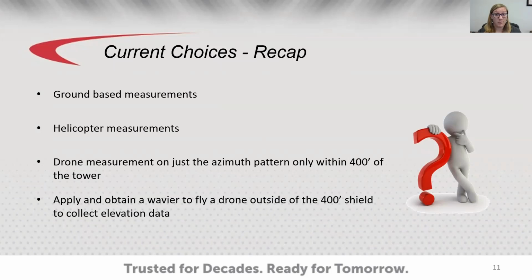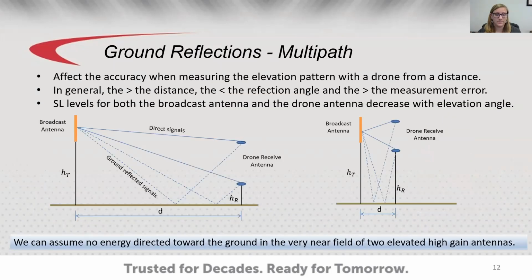Well, let me tell you a little bit about multipath and how it can affect drone measurements in the field. Ground reflections and multipath affect the accuracy of elevation patterns measured with a drone from a distance. In general, the larger the distance, the smaller the reflection angle, and the larger the measurement error. For practical purposes, we can assume no energy is directed toward the ground in the very near field of high-gain antennas. So the least error-prone position to measure the elevation pattern is within the 400-foot shield of the tower.